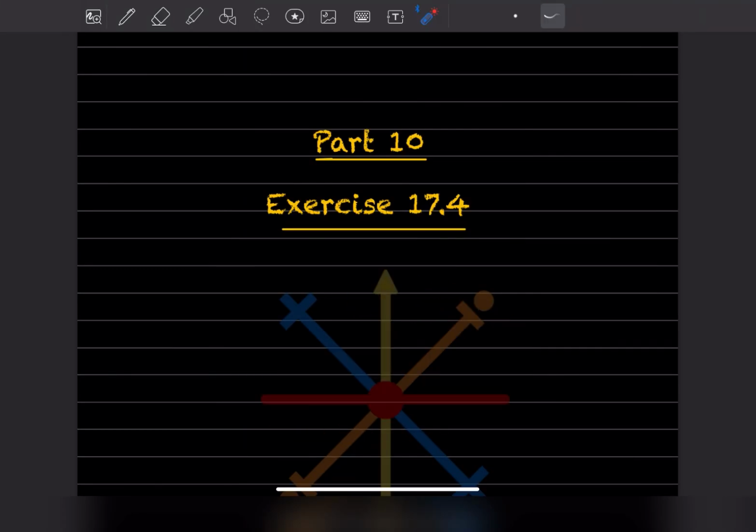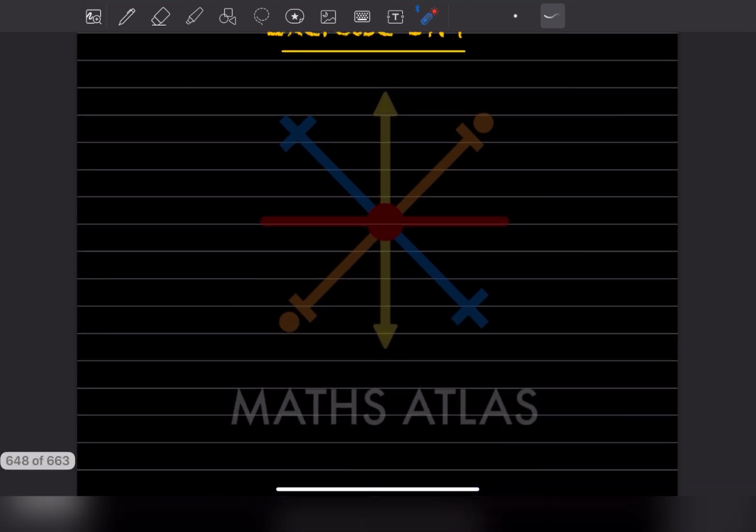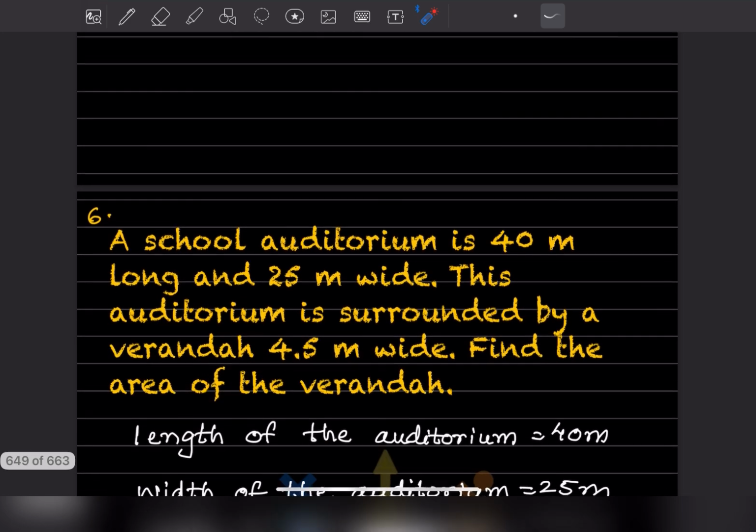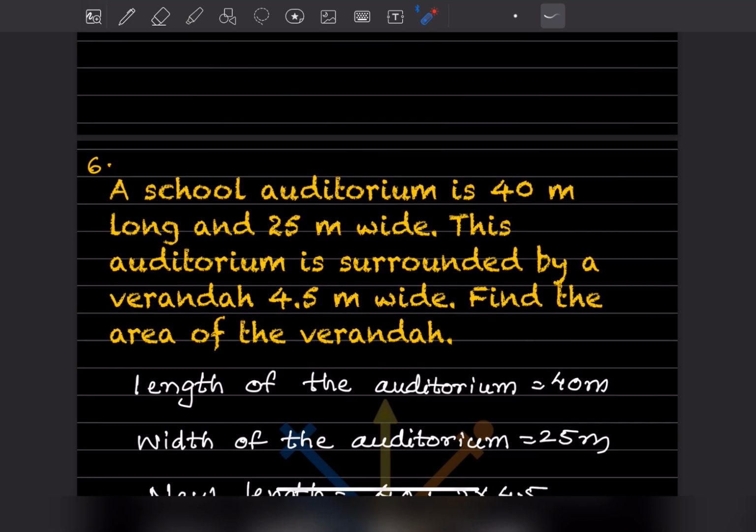So today we'll do part 10 of exercise 17.4. This exercise is continued. We have already done 5 questions. You can have a look at the previous video.